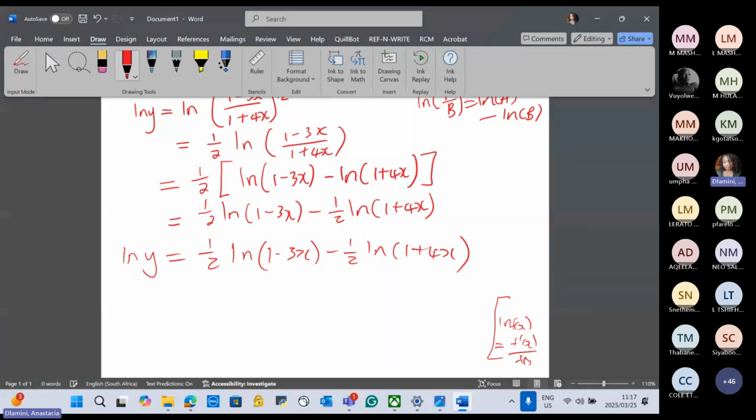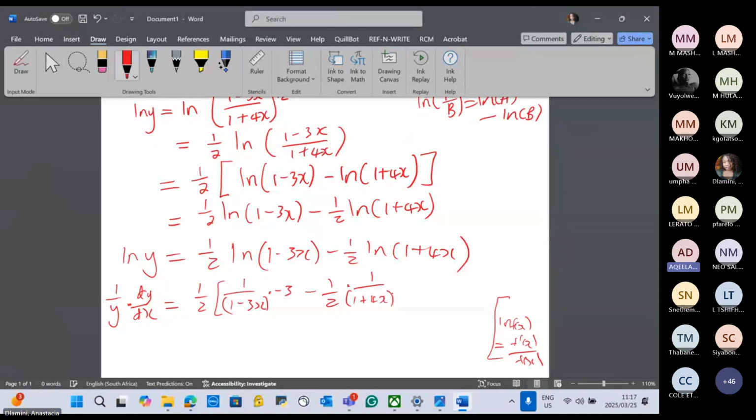This is equal to 1 over 2 times 1 over (1 minus 3x), and the derivative of 1 minus 3x is minus 3, minus 1 over 2 times 1 over (1 plus 4x). Put this in brackets, guys, so that it doesn't confuse you like it's confusing me right now. So this is times the derivative of 1 plus 4x, which is 4.